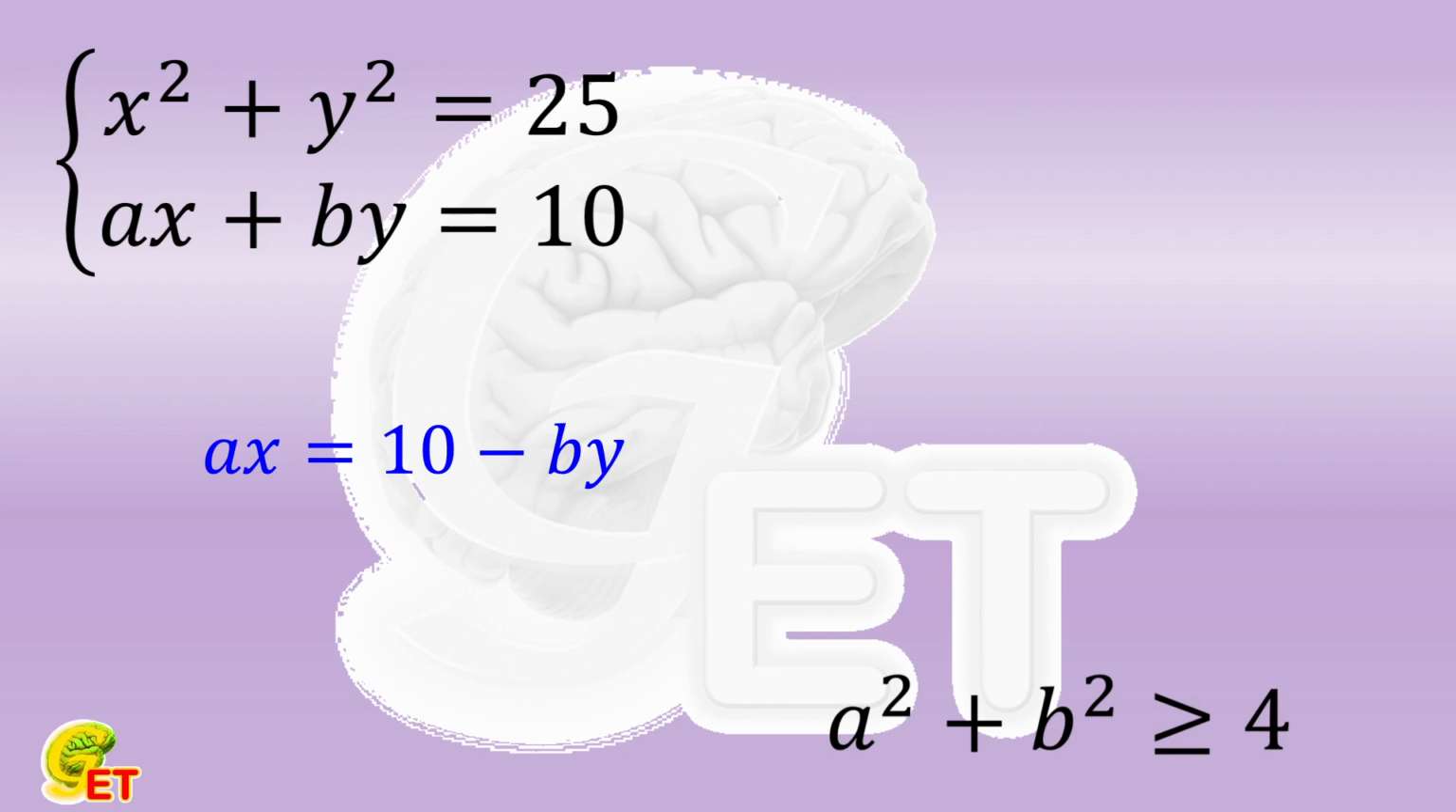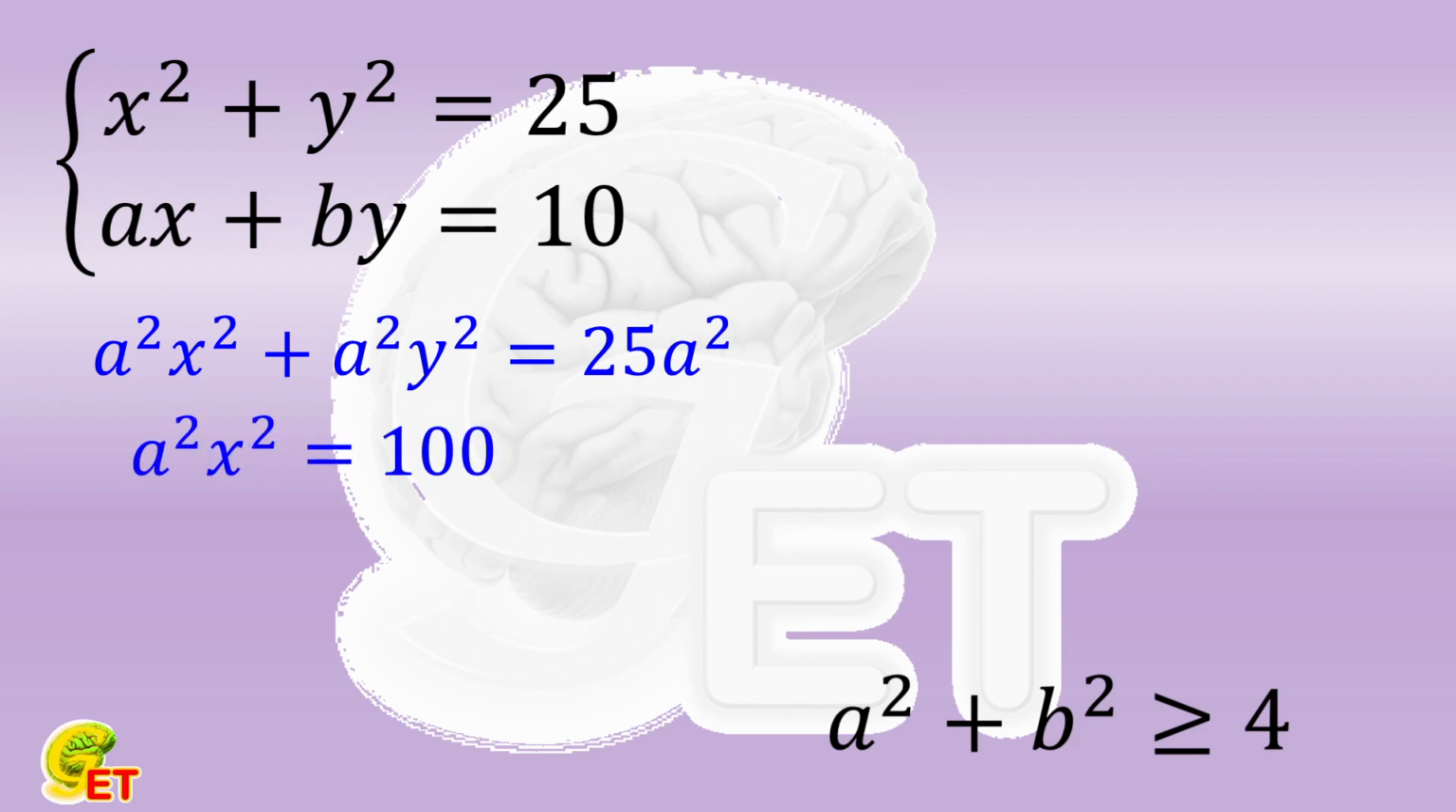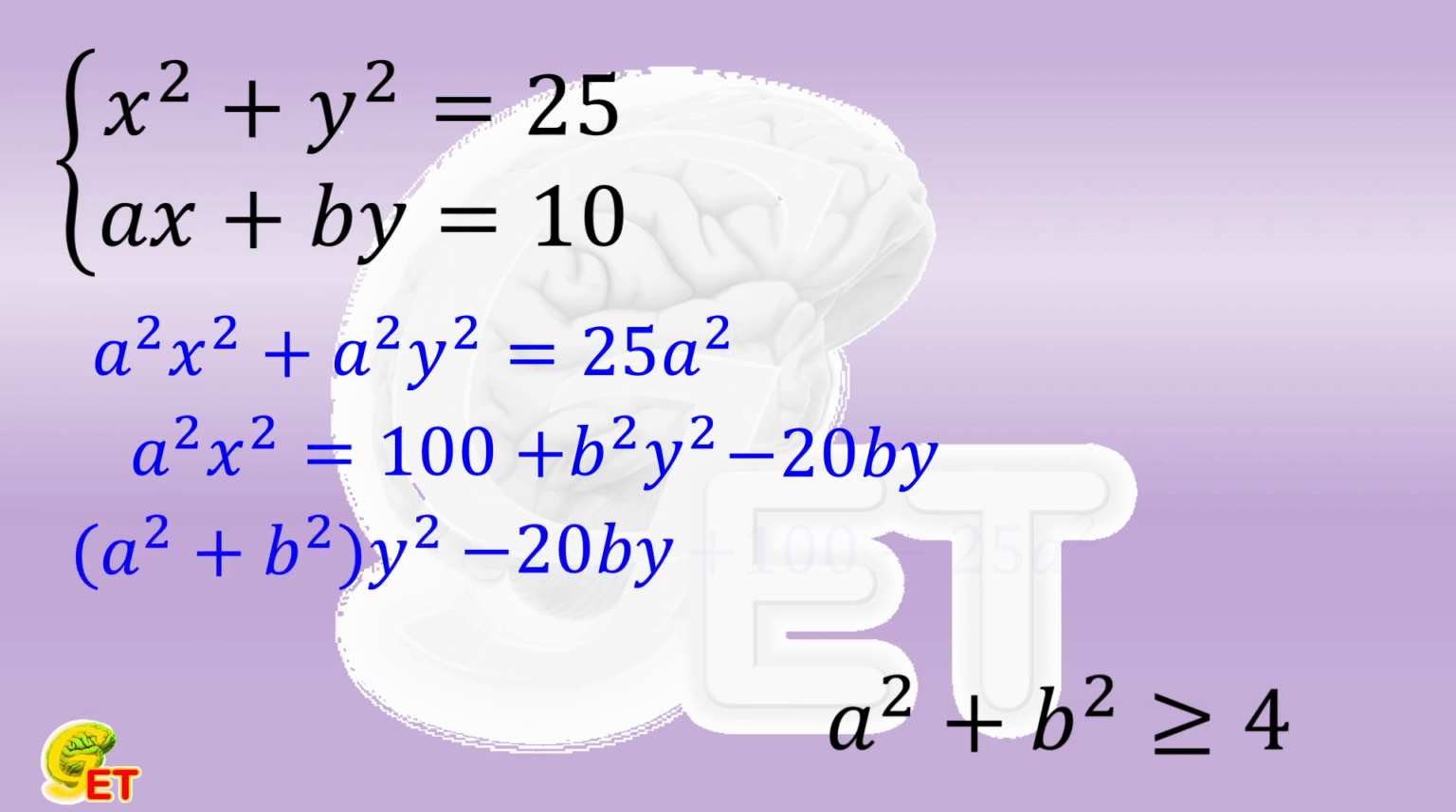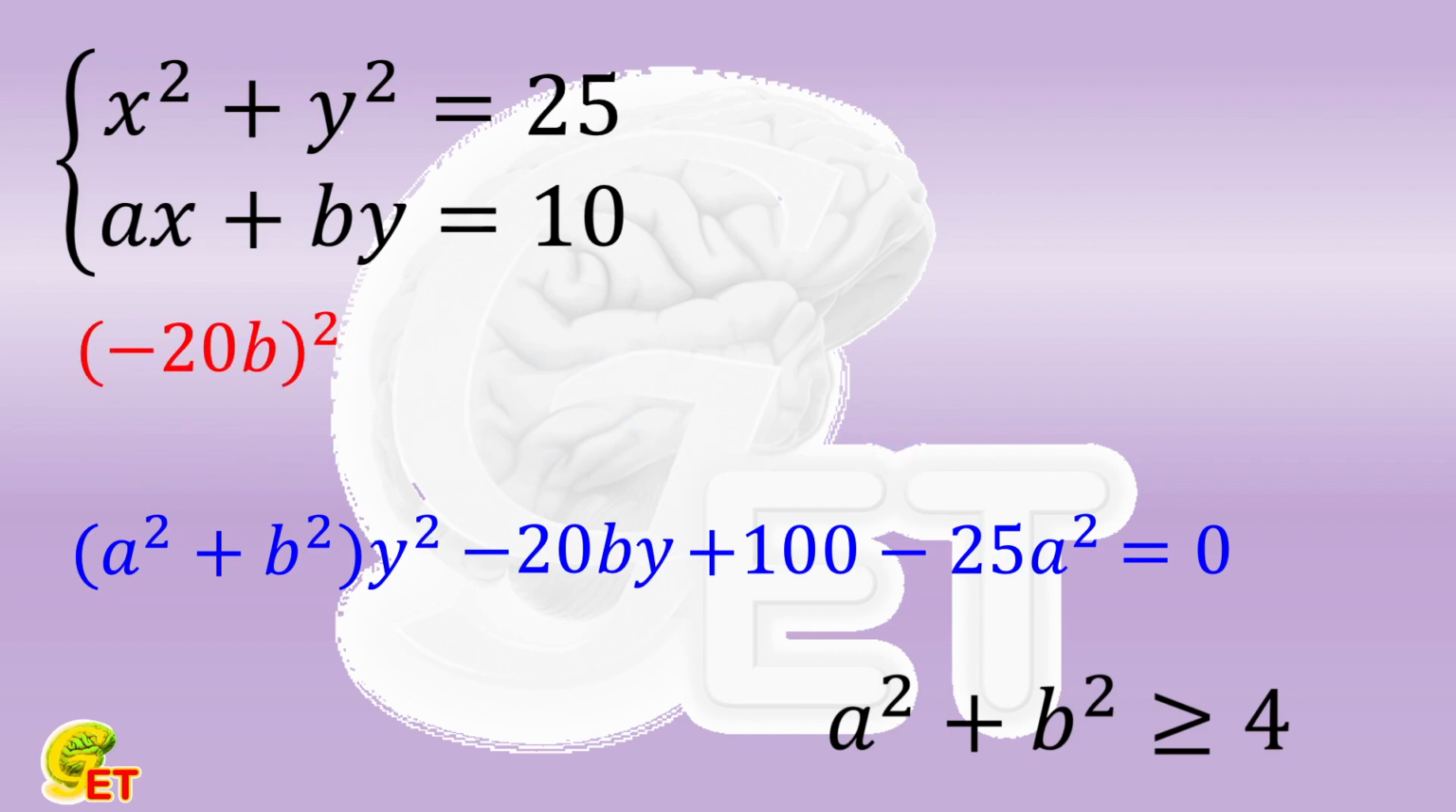For convenience, we multiply all the terms of the first equation by the square of a. Then calculate the square of a times x, to get 100, plus the square of b times the square of y, and minus 20 times b times y. Bringing it into the above equation, we get a quadratic equation in one variable y. Its discriminant is the square of the linear coefficient, minus 4 times the quadratic coefficient, times the constant term.